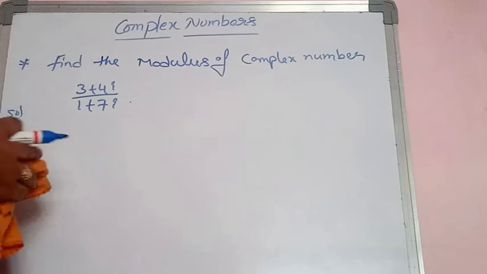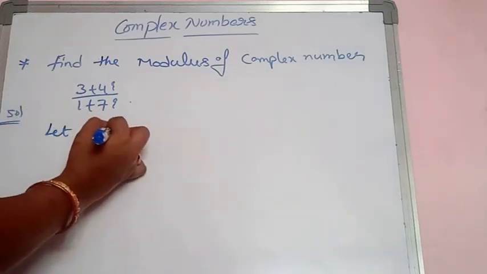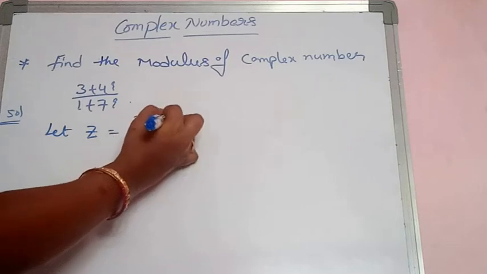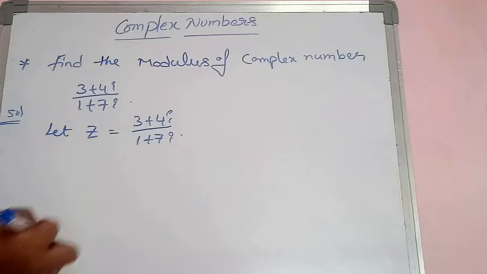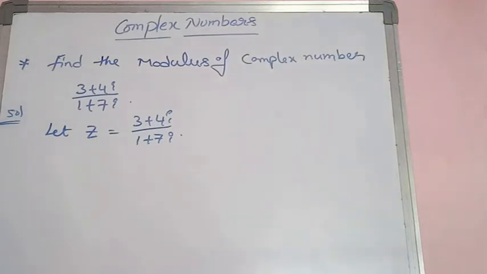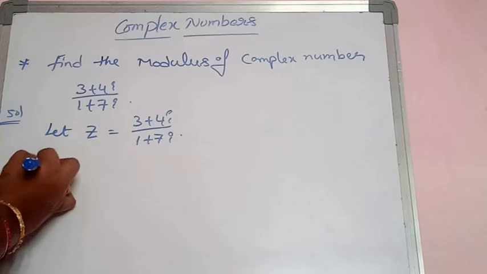We have to give it a name, so let it be z. This is the complex number (3 plus 4i) by (1 plus 7i). Modulus means we have to find mod z. The mod z formula is root of a square plus b square. So that's why we take the modulus.